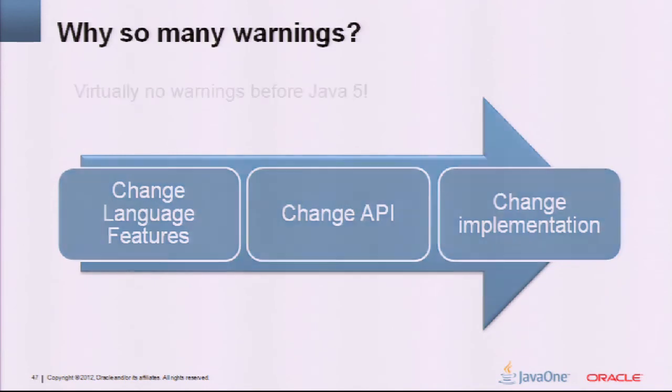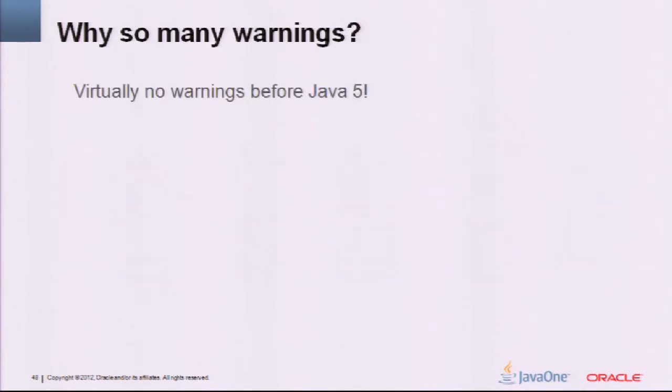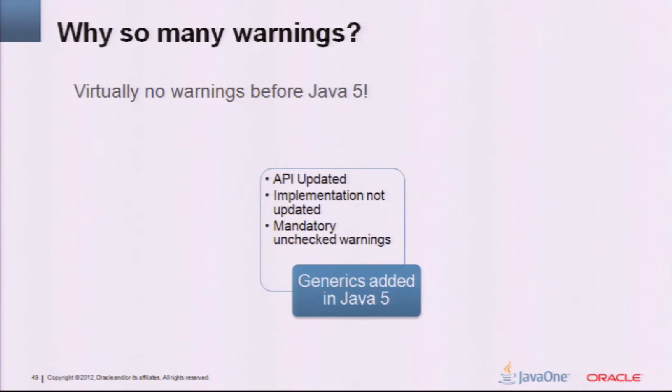For example, before Java version 5, we virtually had no warnings. But then in Java 5, generics was added. Most of our API were updated to use generics, but then the implementation was not. And on top of that, we started generating mandatory unchecked warnings so as to help people with their code migration. So, with the same code, nothing has changed, probably some API updated, we have several new warnings now.